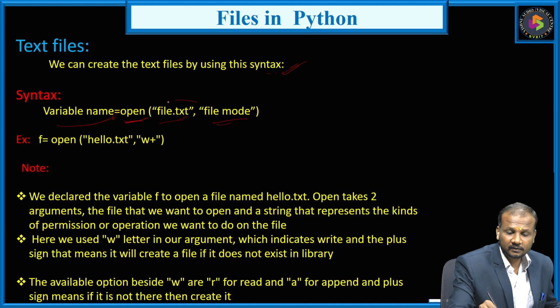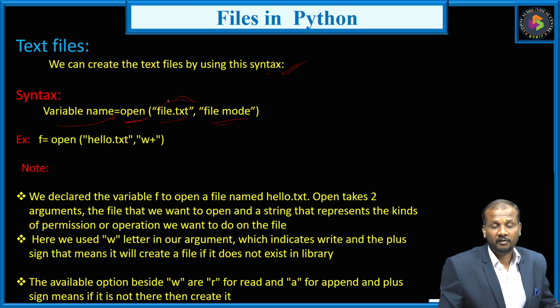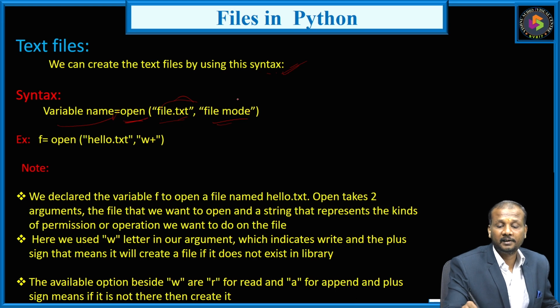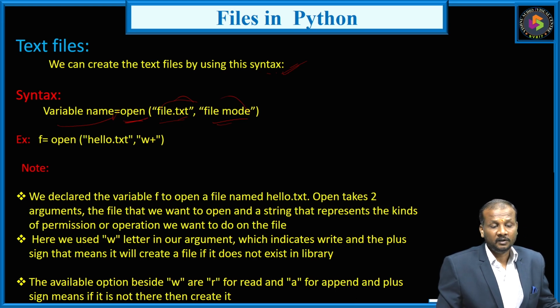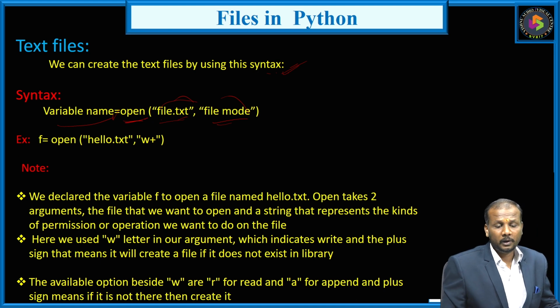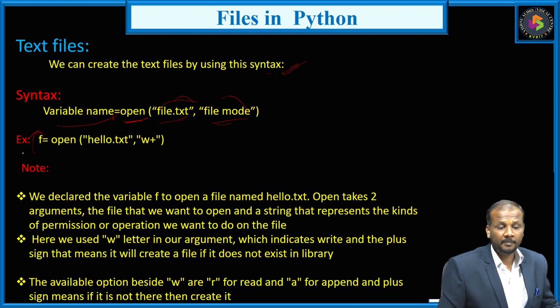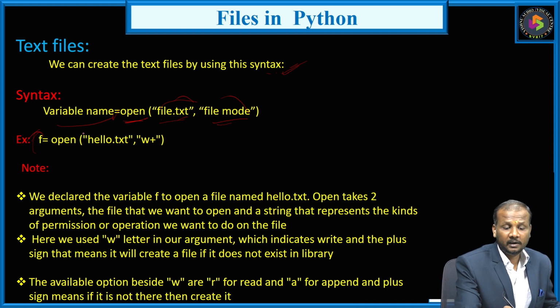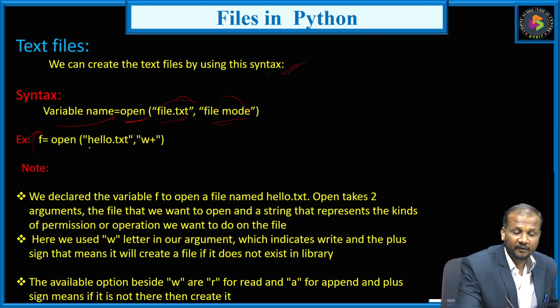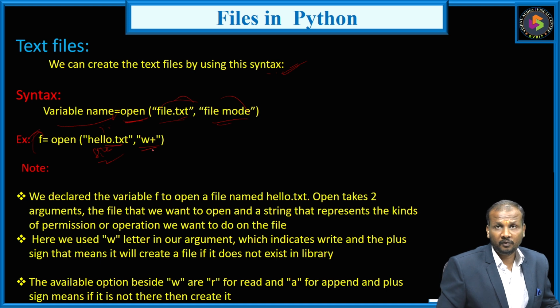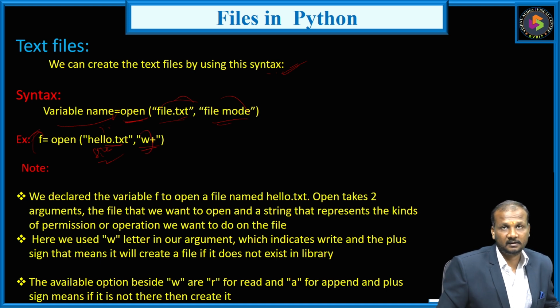File mode means append, read, write. Whatever operation we use here is called the file mode. For example, f equal to open. F is the variable name. Open is hello.txt, which is the file name. Next, the operation mode, called the file mode, is w+.